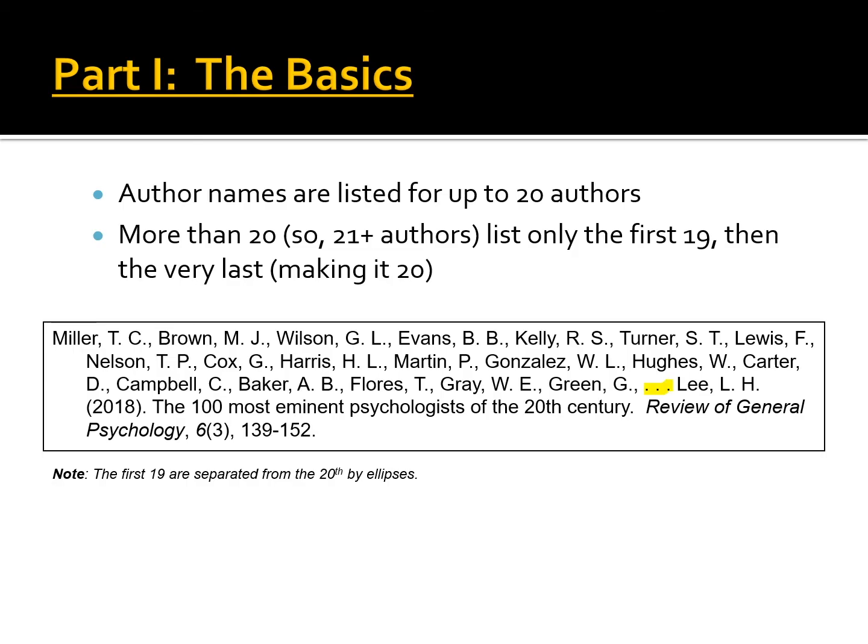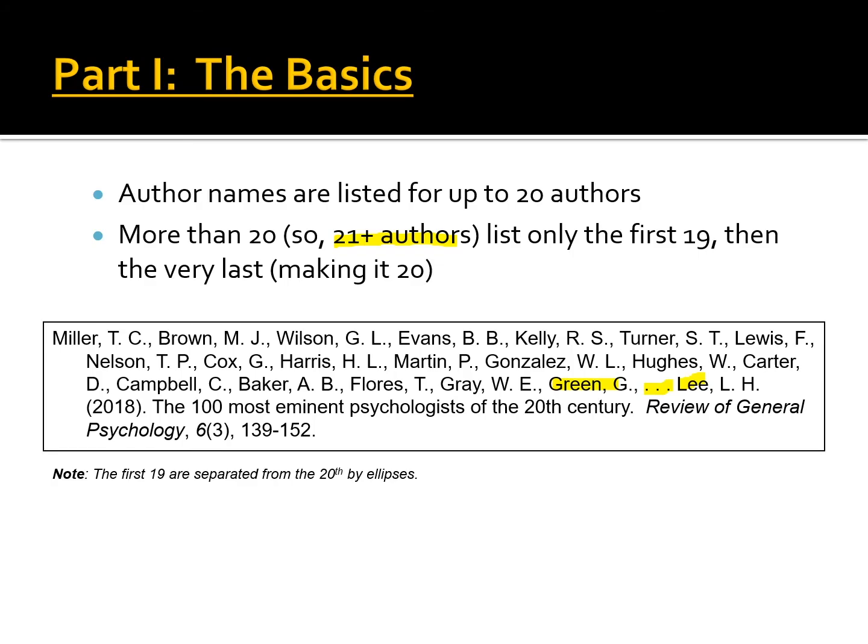So in this example here, you can see that we have the first 19 authors listed that are then separated from the 20th by these ellipses, as you can see here, right? So we have Miller, Brown, Wilson, Evans, Kelly, Turner, Lewis, et cetera, all the way up to the 19th author, who is Green. And then we go period, period, period, no spaces there. And then Lee is the 20th author. And we now have a total of 20 authors in this reference list.